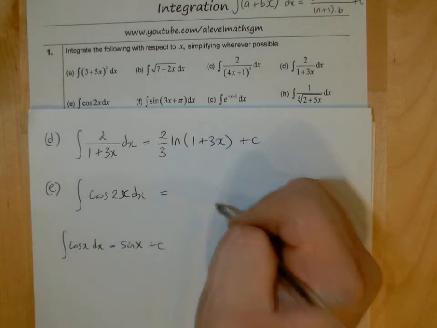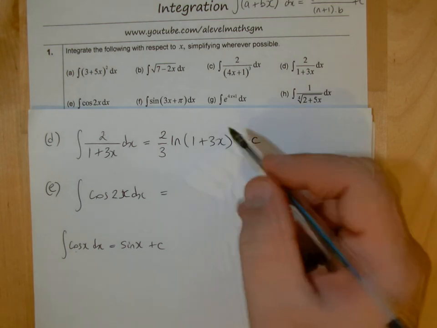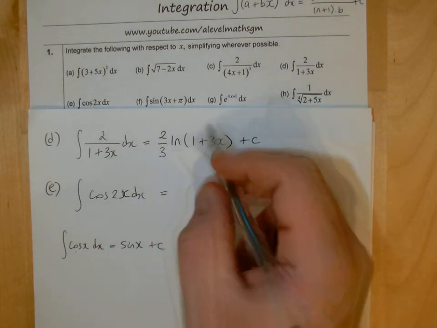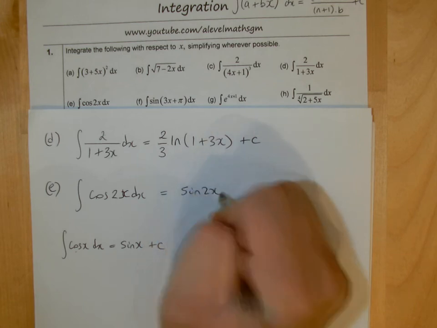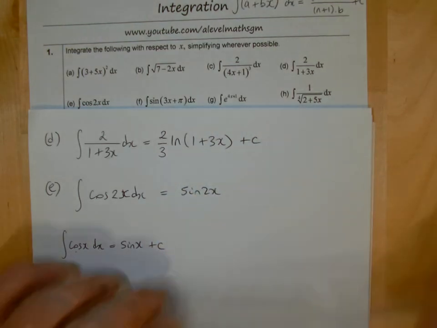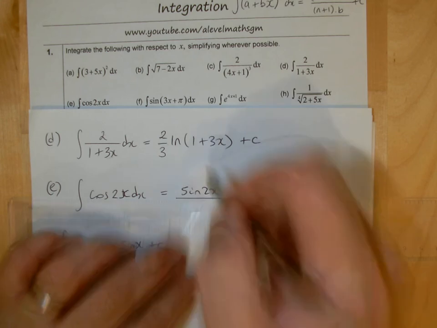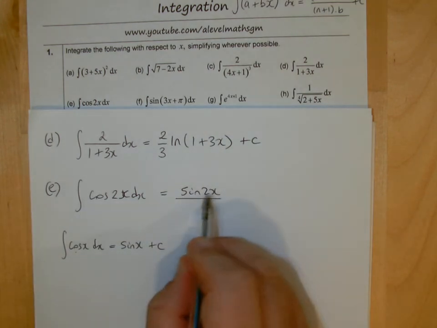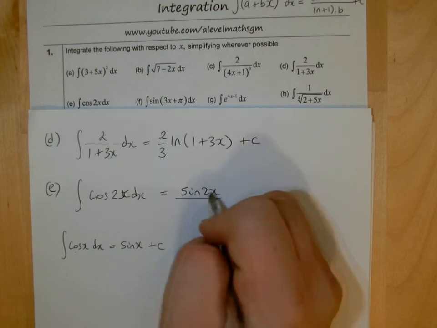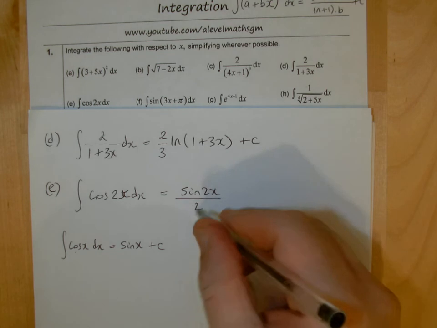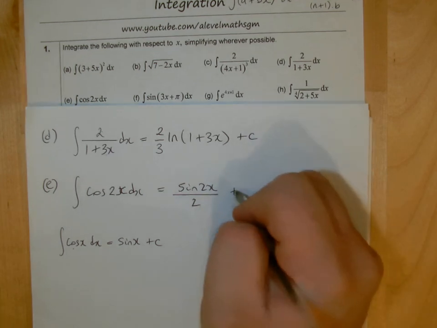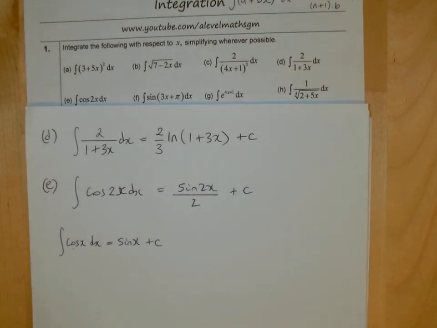Now, when you've got cos of 2x, similar sort of pattern as we've seen before with the brackets. So this will become sine of 2x when you integrate it, but then you've got to divide by the derivative of this here, because this is like sine of 2x. So differentiate 2x, you get 2. So the answer to that will be sine 2x over 2 plus constant.